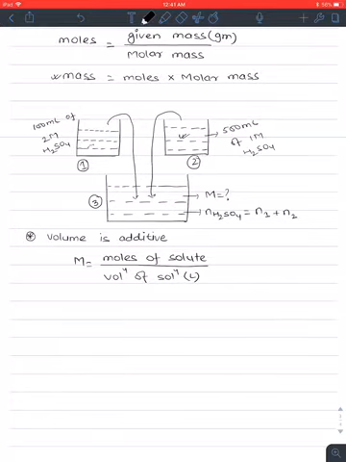So next task is to find the moles of H2SO4 in the first container. And what we know, that number of moles is equal to molarity into volume of solution in liters. So molarity given is 2. And what will be volume of solution in liters? So that will be equal to 0.1. So moles of H2SO4 in the first container is 0.2.